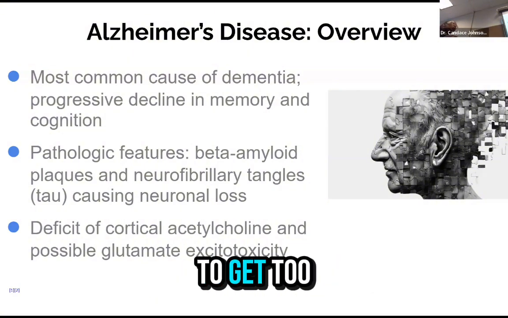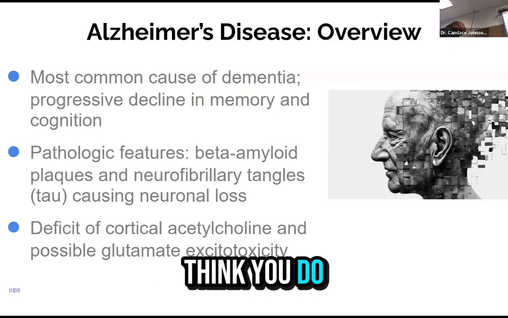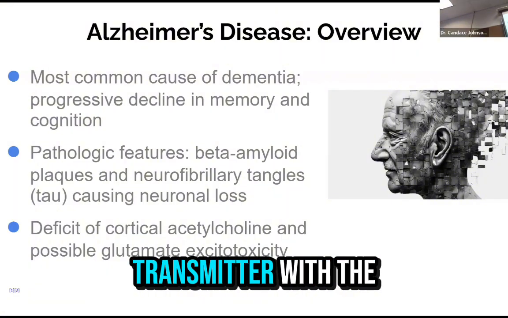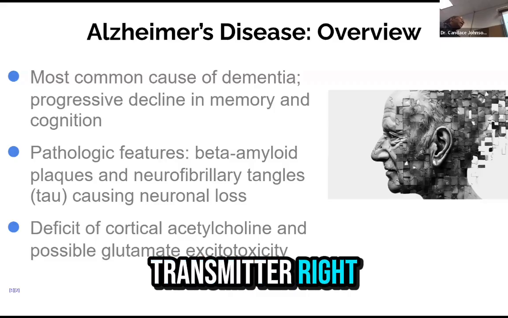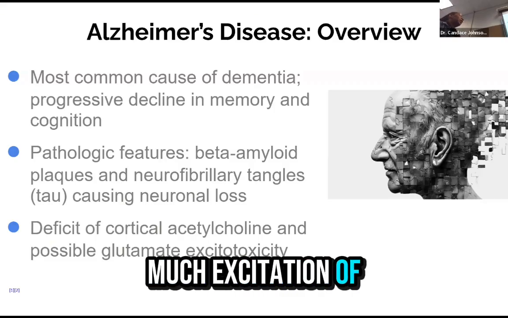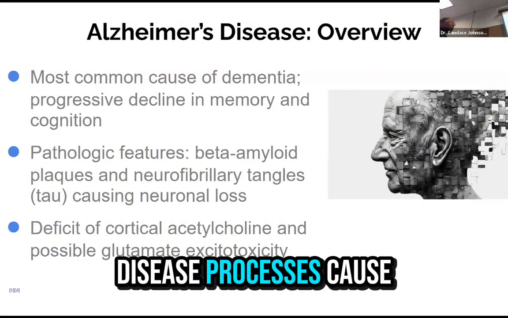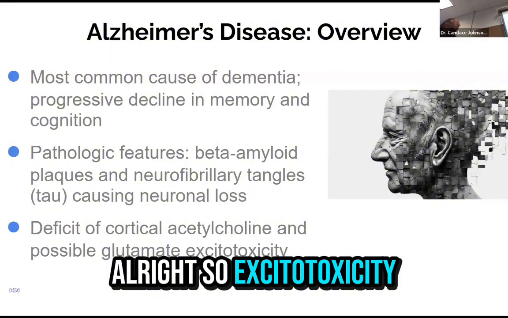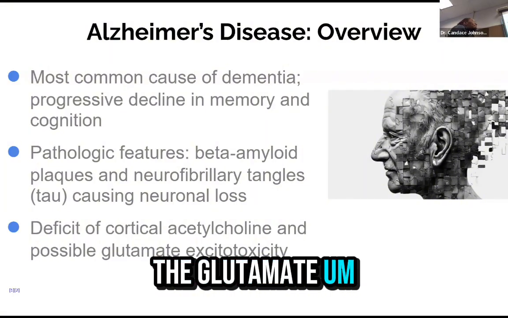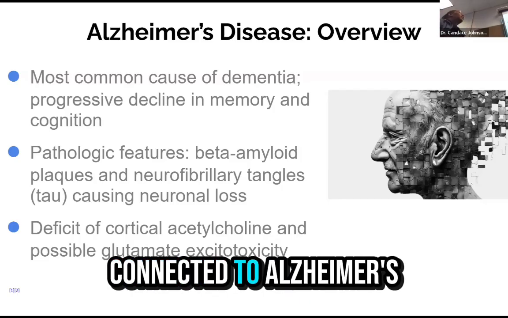All right. There's also a key neurotransmitter, acetylcholine, and glutamate. Again, I don't want to get too deep into the pathophysiology where you're just learning a bunch of terms, but I do think you do want to make those connections between the right transmitter with the right disease. All right. But it's a deficit of one transmitter, right? And possibly too much excitation of another. So sometimes we're inhibiting things, and sometimes these disease processes cause things to over excite. And when we get too much of anything, there's a chance for toxicity. All right. So excitotoxicity is referring to the glutamate protein, and this glutamate might be connected to Alzheimer's disease.